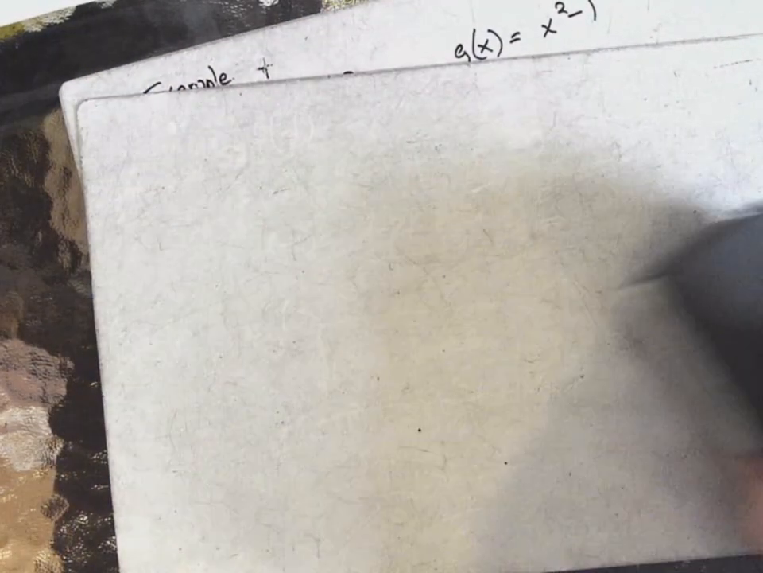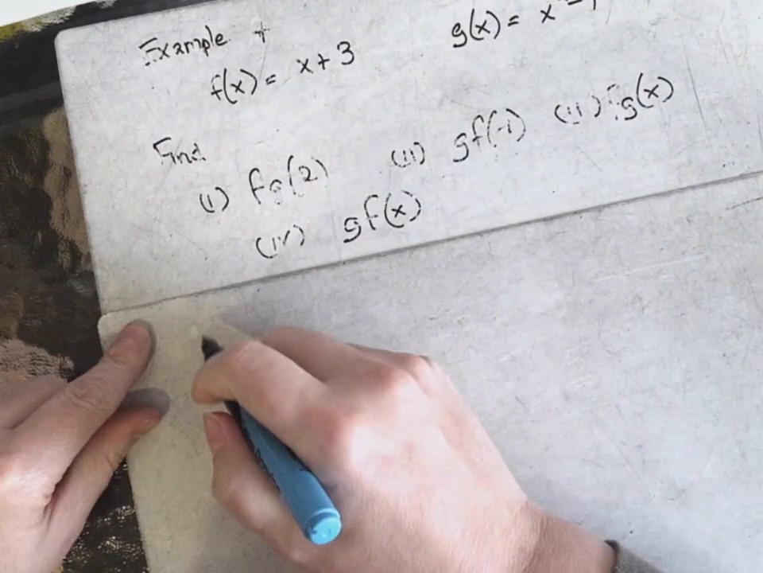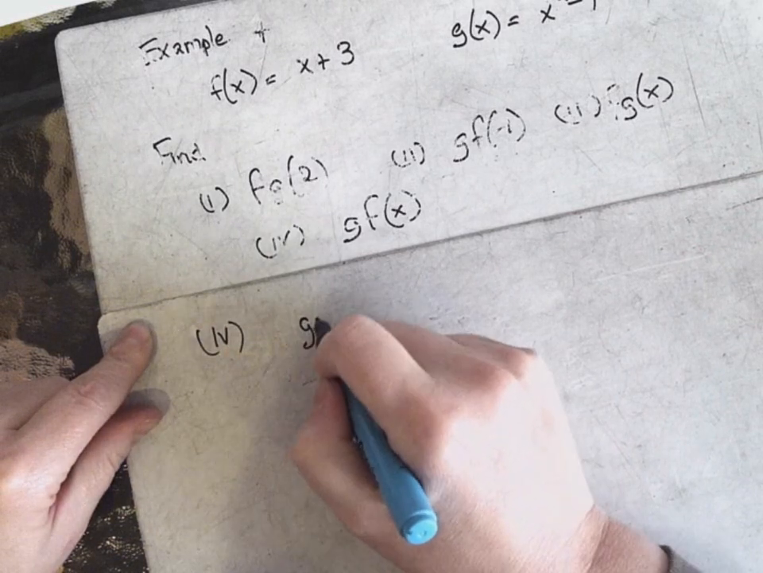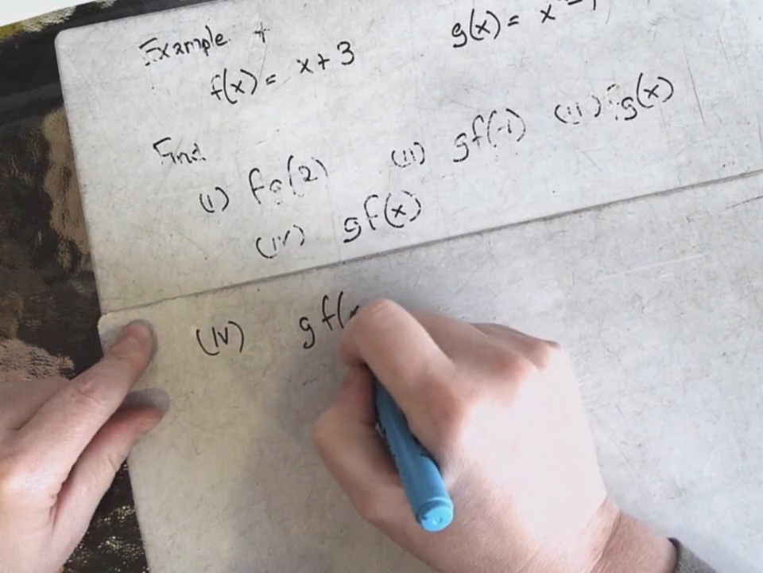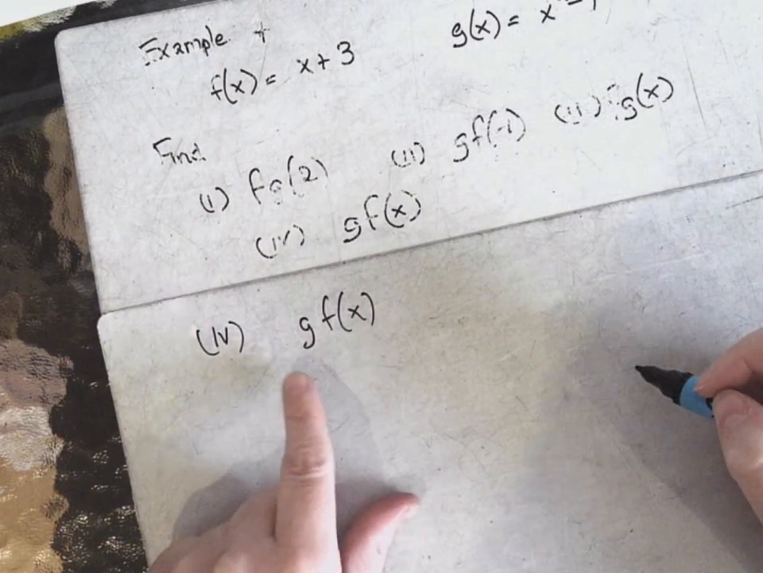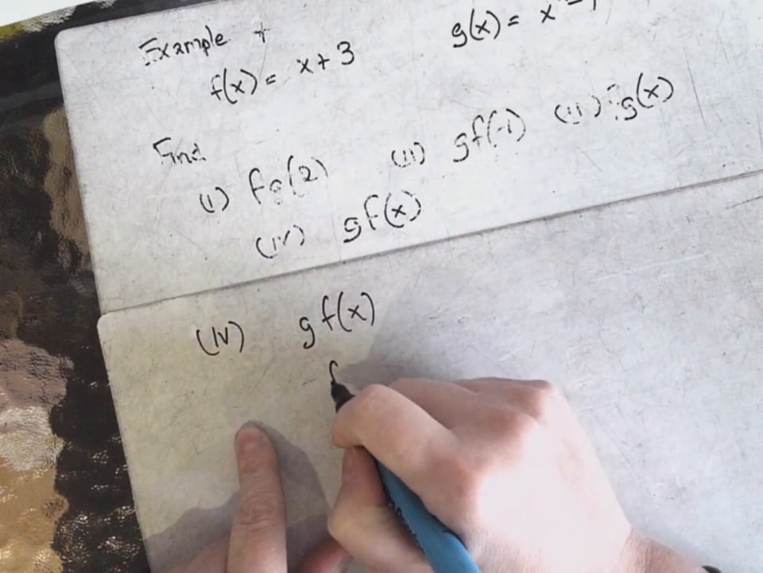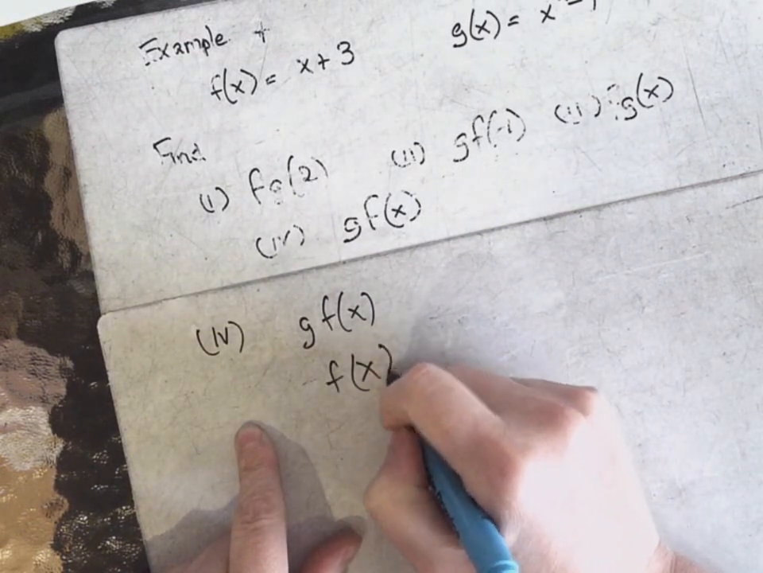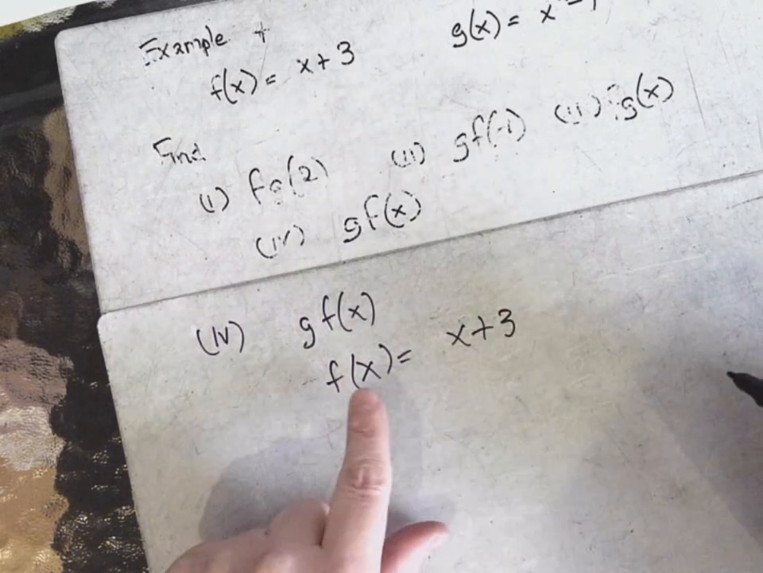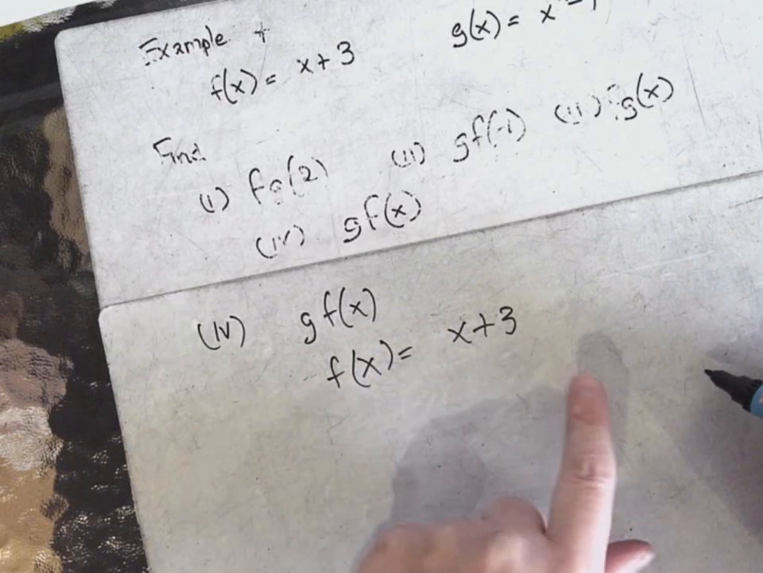Right, so the last bit of the question then was part 4: find g f of x. So that reads g after f. So I have to do f first, then take the answer from f and put it into g. So f of x is x plus 3. That's just the answer, because they're not telling me to put in a number. They're just saying leave it as x, and that's it.